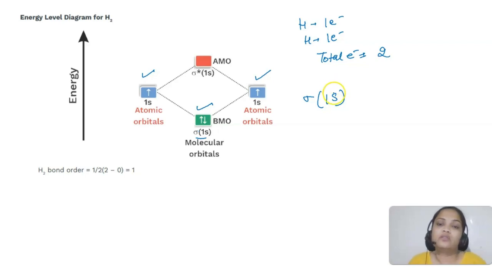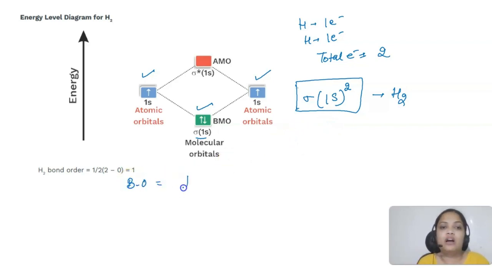Okay. So in accordance with Pauli's exclusion principle, it will be sigma 1s2. So this is how you are going to write the configuration for hydrogen molecule. It is sigma 1s2. Now calculate the bond order.